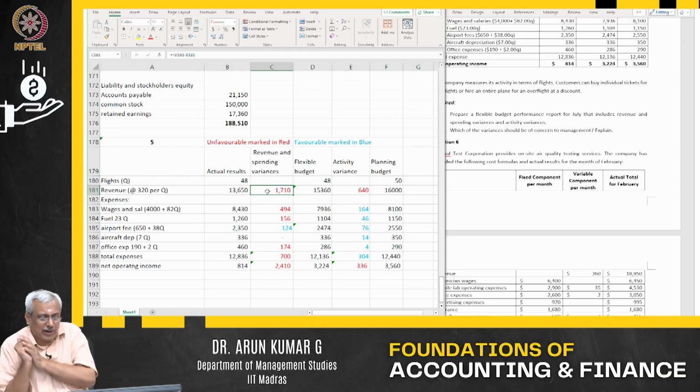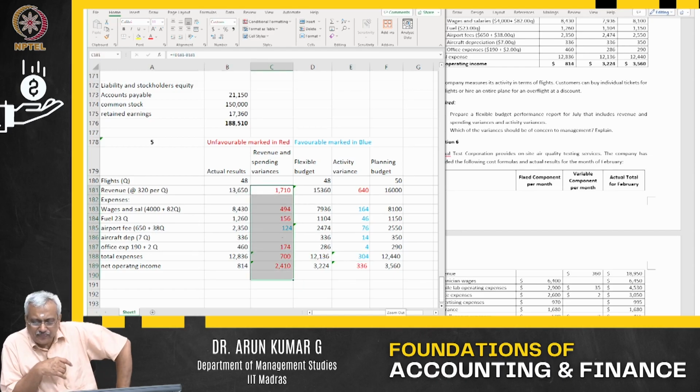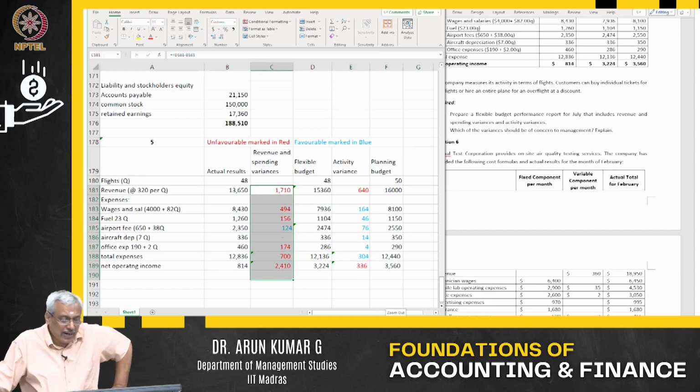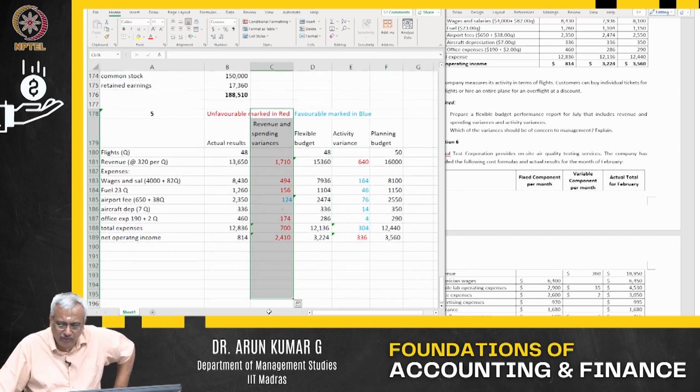So what is of more importance? More importance is this, not this. More important for the company is these variances. 494 of the unfavorable variance of the salary, yes. Fuel, yes. Office expenditure, total expenditure is of office expenditure. These are the variances which are of more concern than this. This is also of concern, I don't deny that, but this is of more concern.